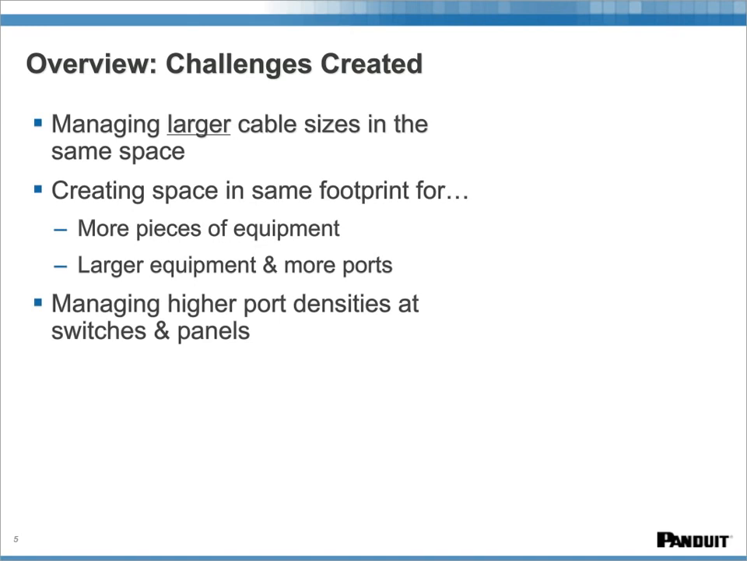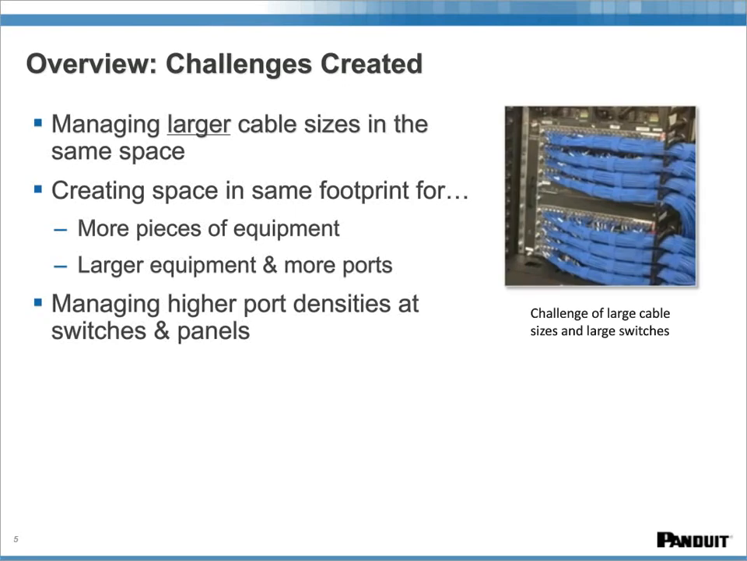We also have to create space in that existing footprint that we have for those more pieces of equipment that we mentioned, and the fact that the equipment in many cases, such as the large chassis switch, because it's incorporating redundant power supplies and so forth and supervisor blades, that the equipment is larger and we're seeing more ports. The management of these higher ports and densities at switches and panels is something that is a challenge as well. And as we see in the picture there, it can result in cabling and cord densities such as you see.